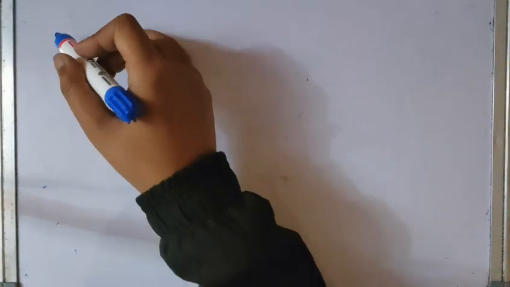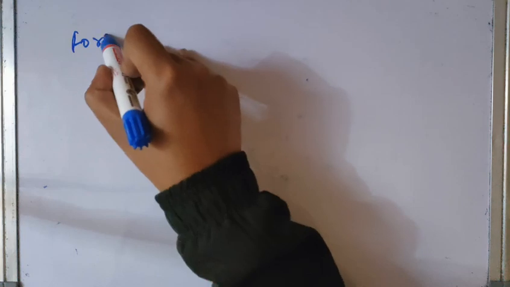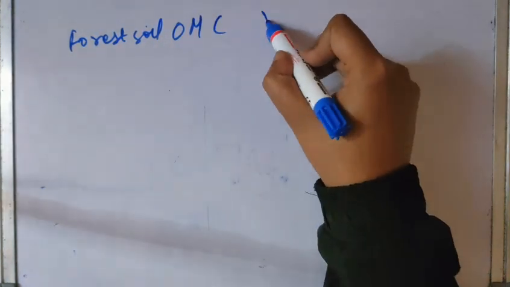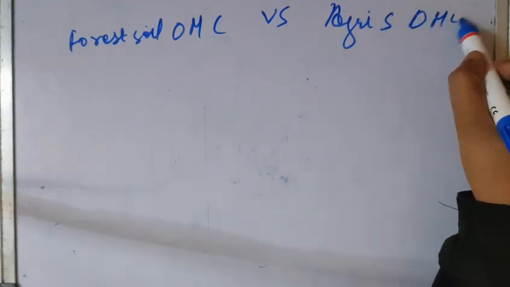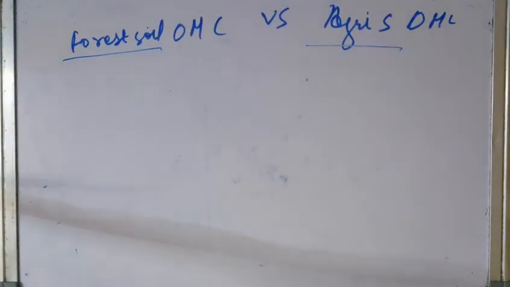Now one more question was asked in TBC. I am dealing with it. Forest soil's organic matter content versus agricultural soil organic matter content. So, the difference in the organic matter content in forest soil and agricultural soil.